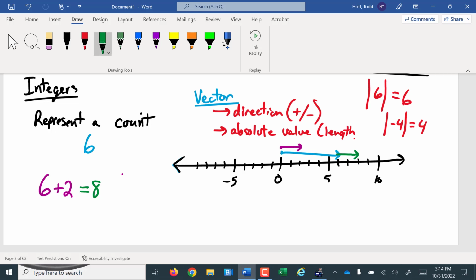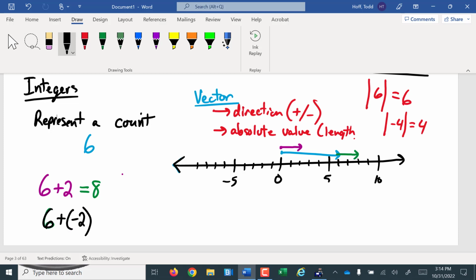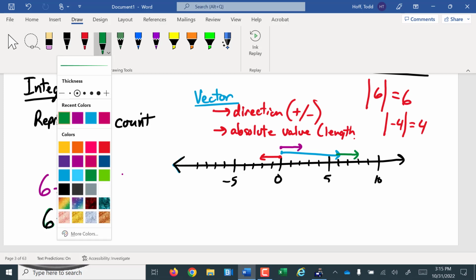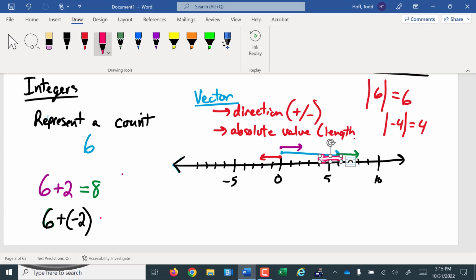But what if this were not 6 plus 2, but 6 plus a -2? Now that parentheses there is not an enclosing symbol. It's just so that you know that's a -2 and not subtracting 2. So if that's 6 plus a -2, the vector for a -2 starts at 0 and goes to -2 like that. And so if I'm going to add those, I take that vector and I move it to the 6. And you can see I end up at +4. 6 plus -2 is 4.